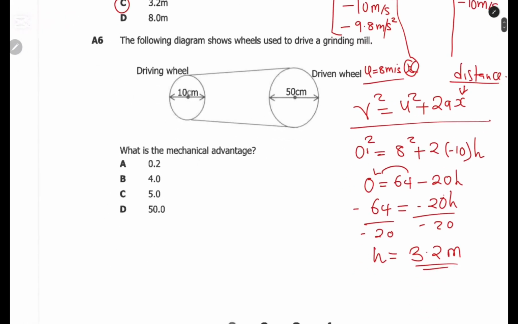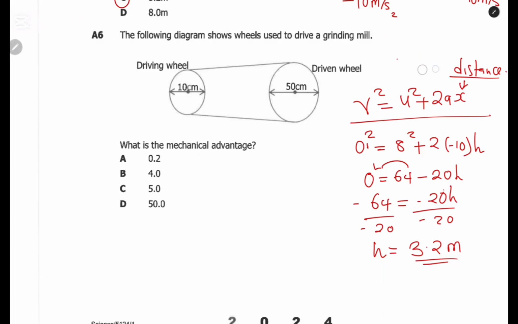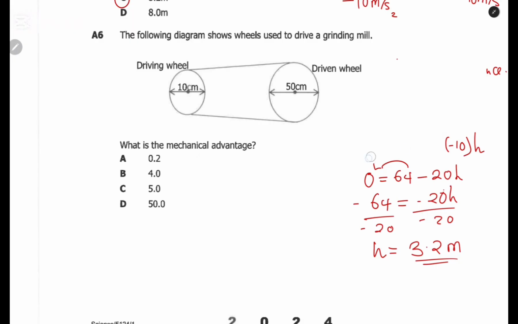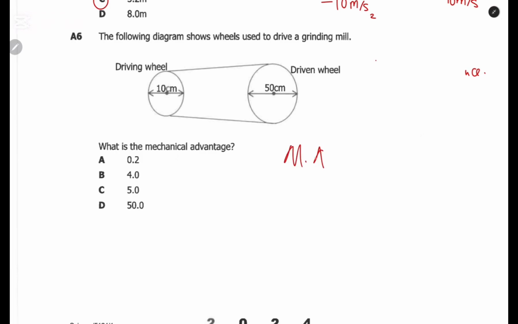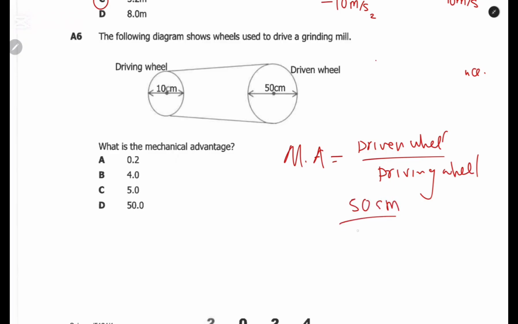All right, we continue with question 6. Question 6 says the following diagram shows a wheel used to drive a grind mill. Okay, what is the mechanical advantage? So mechanical advantage is equal to driven wheel divided by driving wheel. The driven wheel is 50 centimeters, the driving wheel is 10 centimeters. If we divide here, mechanical advantage is going to give us 5. And these are ratios, so no units. So 5.0. That is the answer.